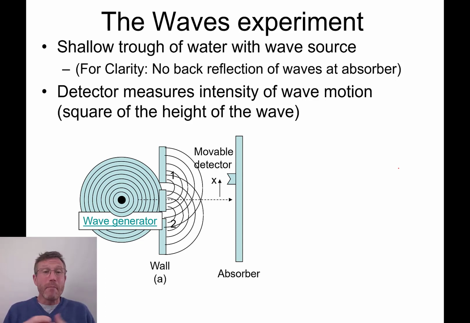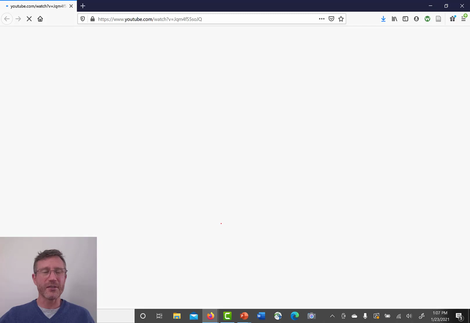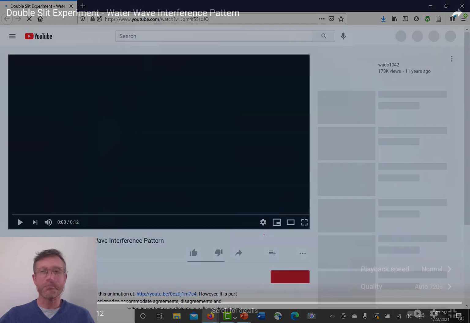So imagine that we have a shallow trough of water with a wave source. So what does that look like? Let's try something here, and we'll click on this link.